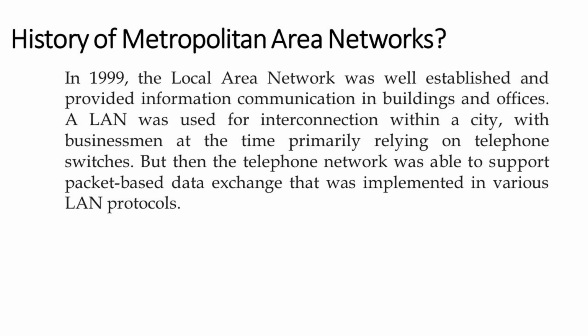DWDM at the time allowed a single fiber pair to be split into 32 wavelengths. DWDM at the time supported transmission on wavelengths of 10 Mbit to 10 Gbit per second. Back then, ring topology was used so that data could be rerouted if a link was congested or if a link that was part of the ring failed.